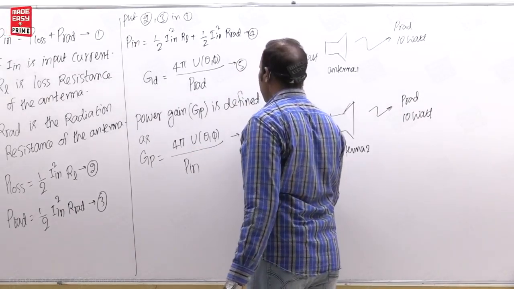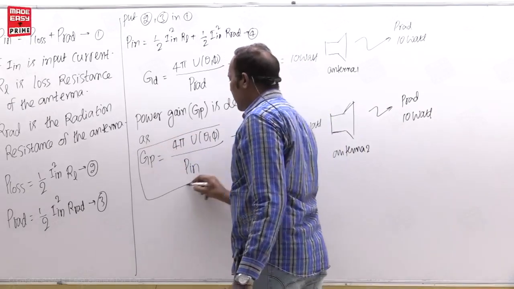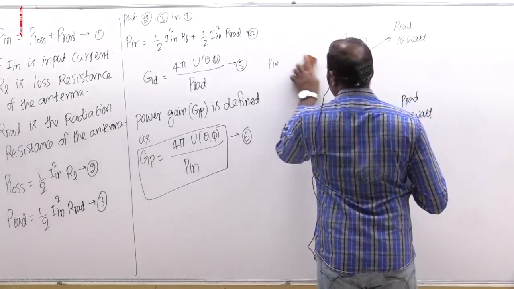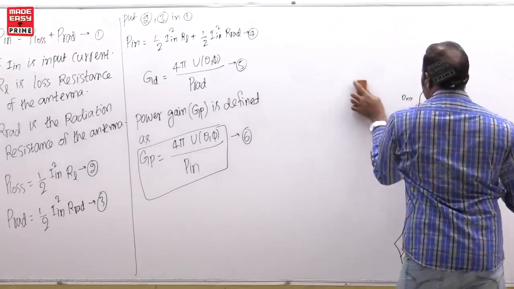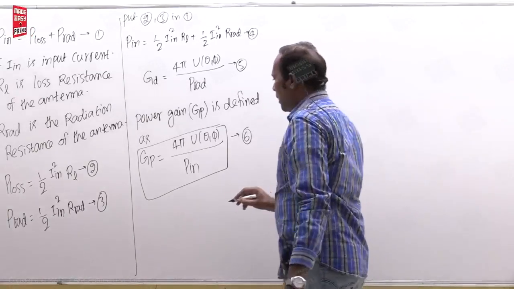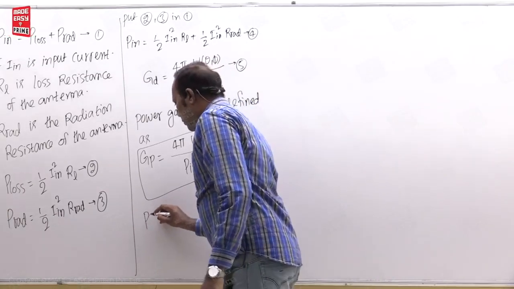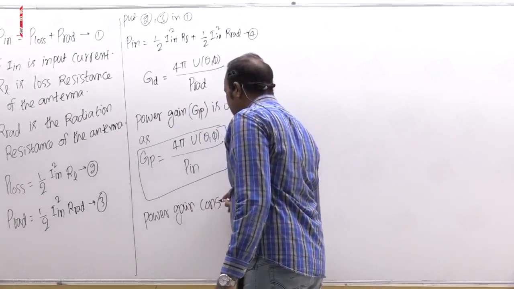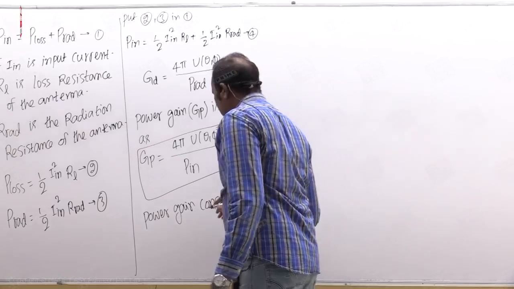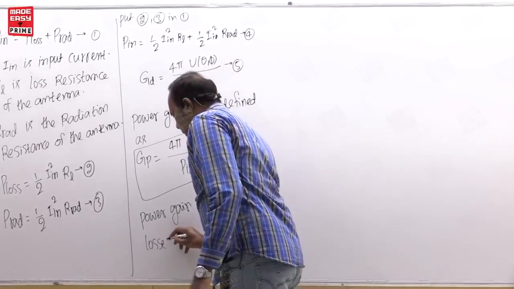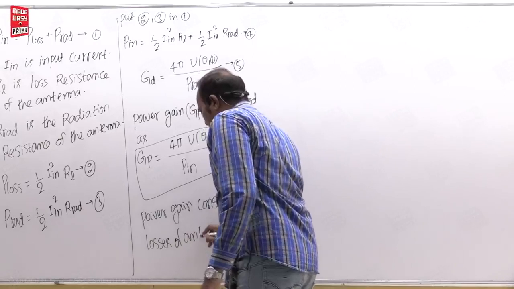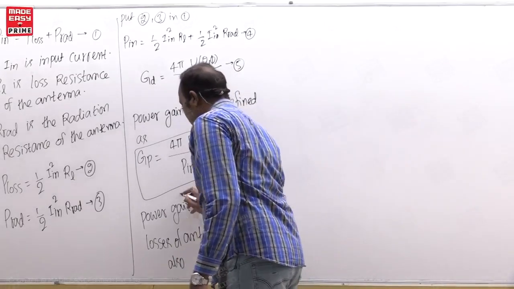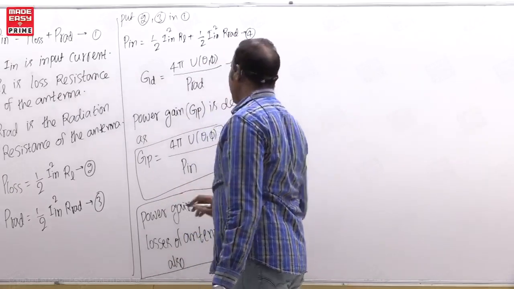So this is equation number 6. Now you have to remember this one. Okay, students, this is the definition of power gain. Power gain considers losses of the antenna also. So this is more meaningful, students, right?